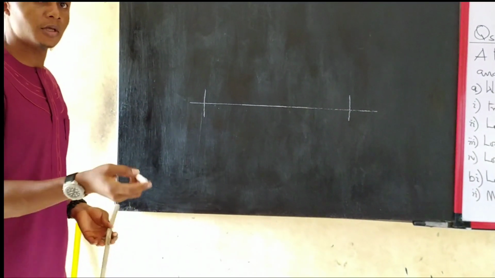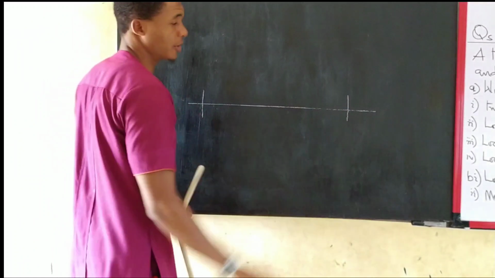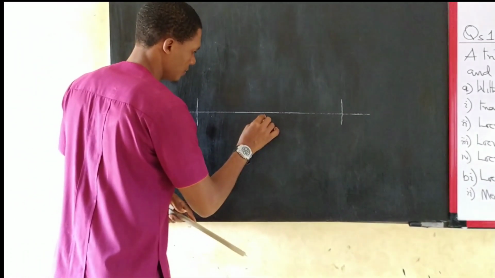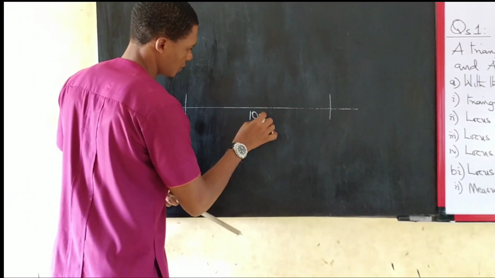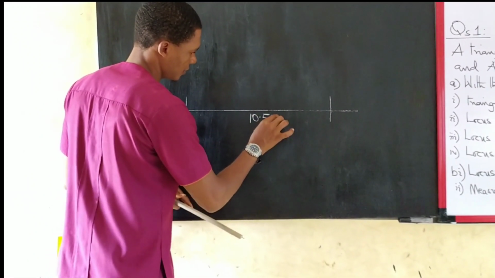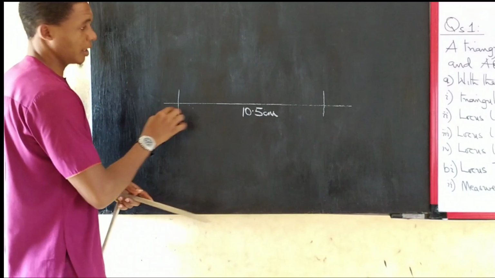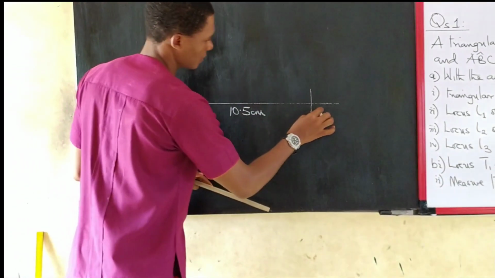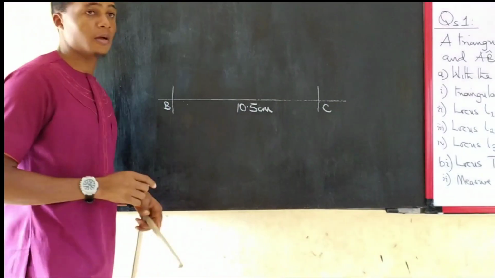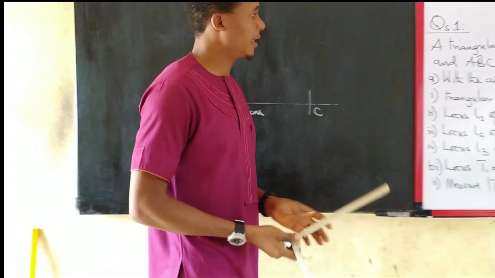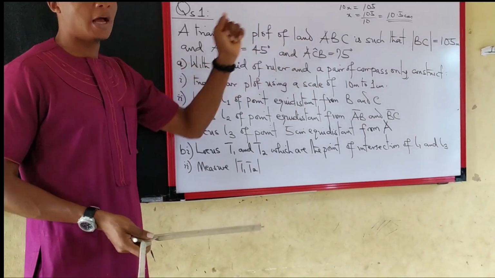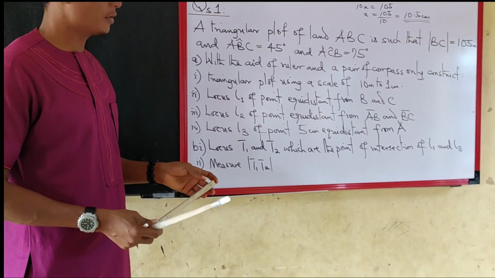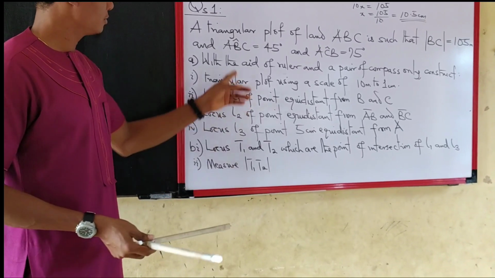So this simply means that from here to here is measuring 10.5 cm. And here is called what? B and C. Now, at B and C, I have different angles there. At B is what?